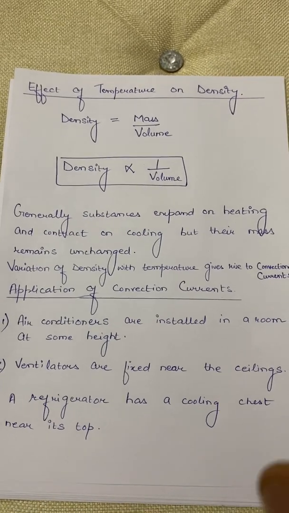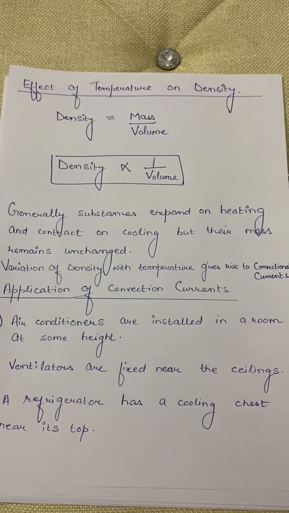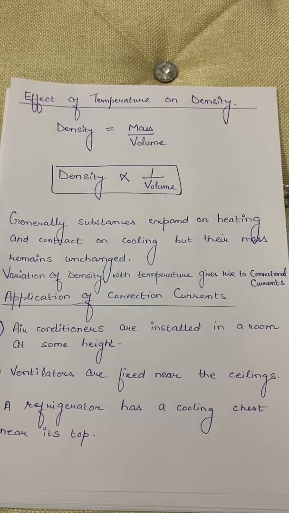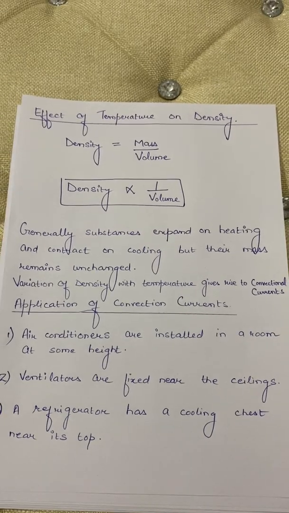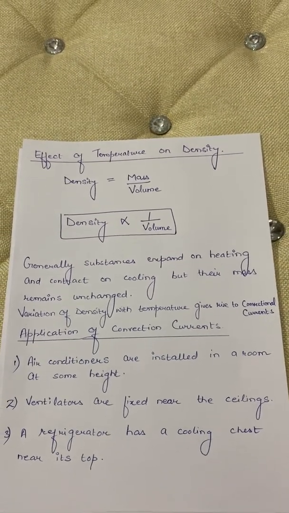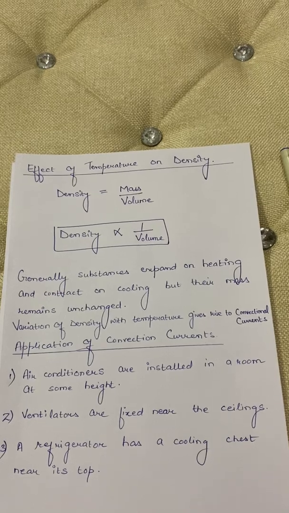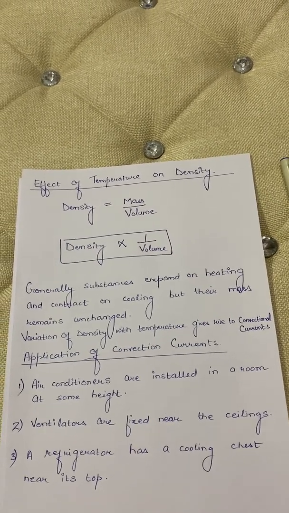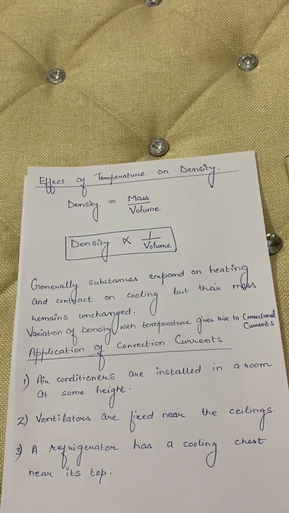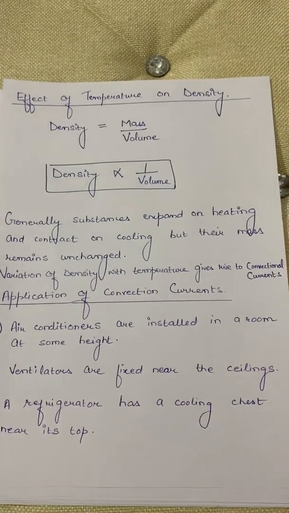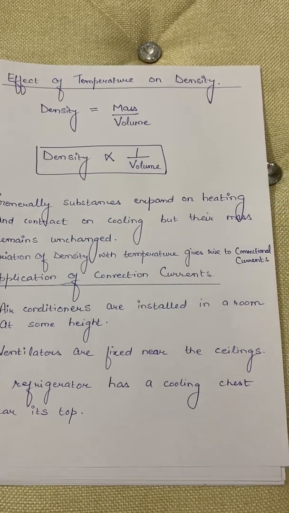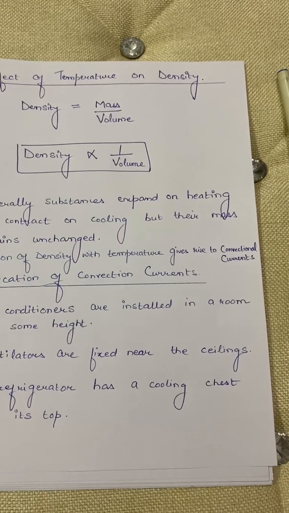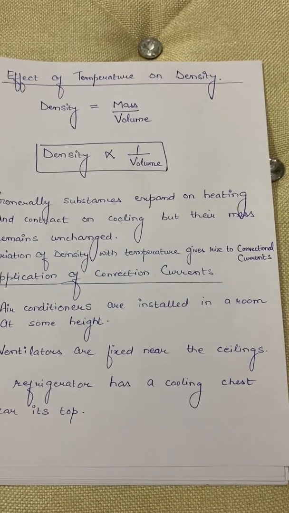So this variation of temperature can lead to variation of density, and as a result it gives rise to certain convectional currents. Convectional currents in what? Especially in liquids and in gases. Now, what happens due to convectional currents? When I'm saying fluid, it includes both liquids and gases.